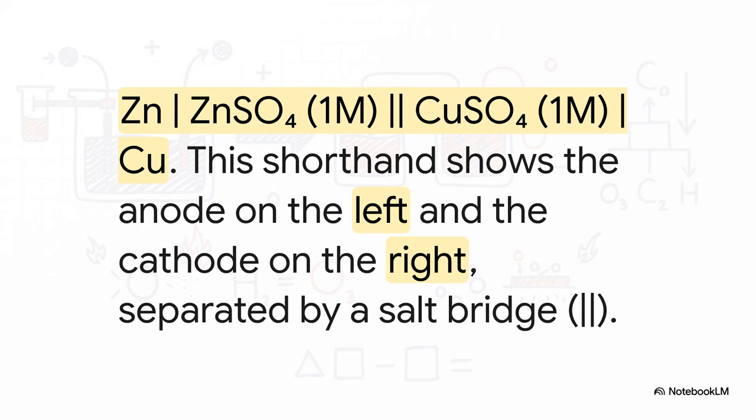Now, chemists don't want to draw that picture every single time, so they came up with this awesome shorthand to describe the whole thing. It's like a map. You read it from left to right. Anode on the left, cathode on the right. And see that double line in the middle? That's our salt bridge. Super simple once you know the code.